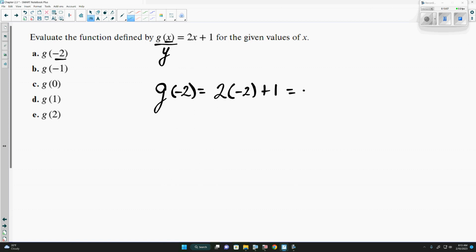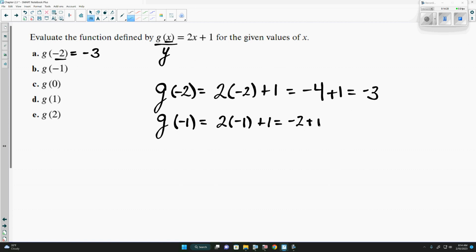Well, 2 times -2 is -4, plus 1 is -3. That's it. We can do the same thing with g of -1, which would be 2 times -1 plus 1, which is -2 plus 1, which is -1. We're just plugging in those values for x and simplifying.